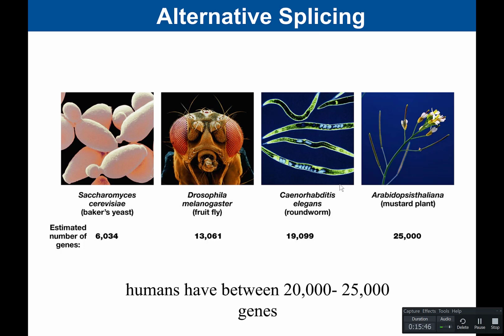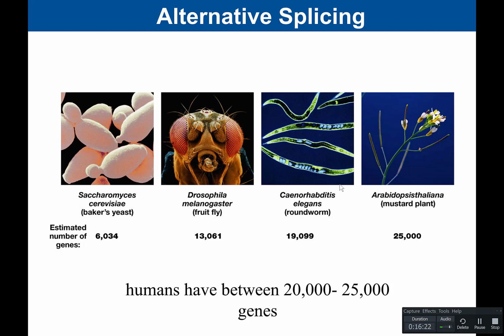But interestingly, when you look at these, notice that the mustard plant has about 25,000 genes. Humans have between 20,000 and 25,000. New genes are still being discovered. So notice that the mustard plant has more genes than humans. That almost seems counterintuitive because you would think that us humans, being more complex, would have more genes. And the answer is not necessarily, because our cells are really good at doing alternative splicing.